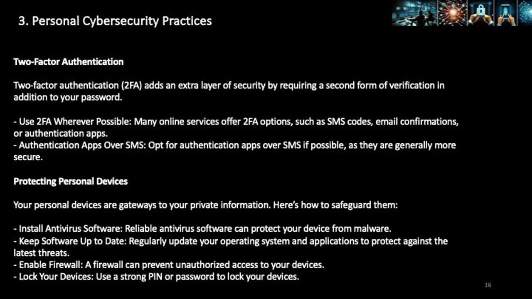Protecting personal devices. Your personal devices are gateways to your private information. Here's how to safeguard them. Install antivirus software. A reliable antivirus software can protect your device from malware. Keep software up to date. Regularly update your operating system and applications to protect against the latest threats. Enable firewall. A firewall can prevent unauthorized access to your devices. Lock your devices. Use a strong PIN or password to lock your devices.